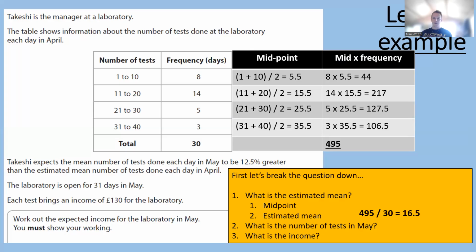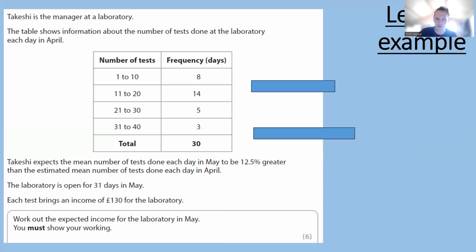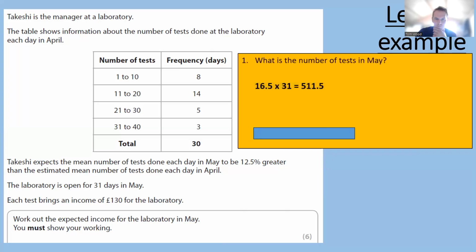Okay, so the number of tests in May then. What we're saying here is that we've got 16.5 tests per day. That's what we've worked out: how many tests on average are being done per day. So it's 16.5, and I know that there are 31 days in May. So I'm going to multiply 16.5 by 31, the number of days in May. So at the minute, we're looking at 511.5.